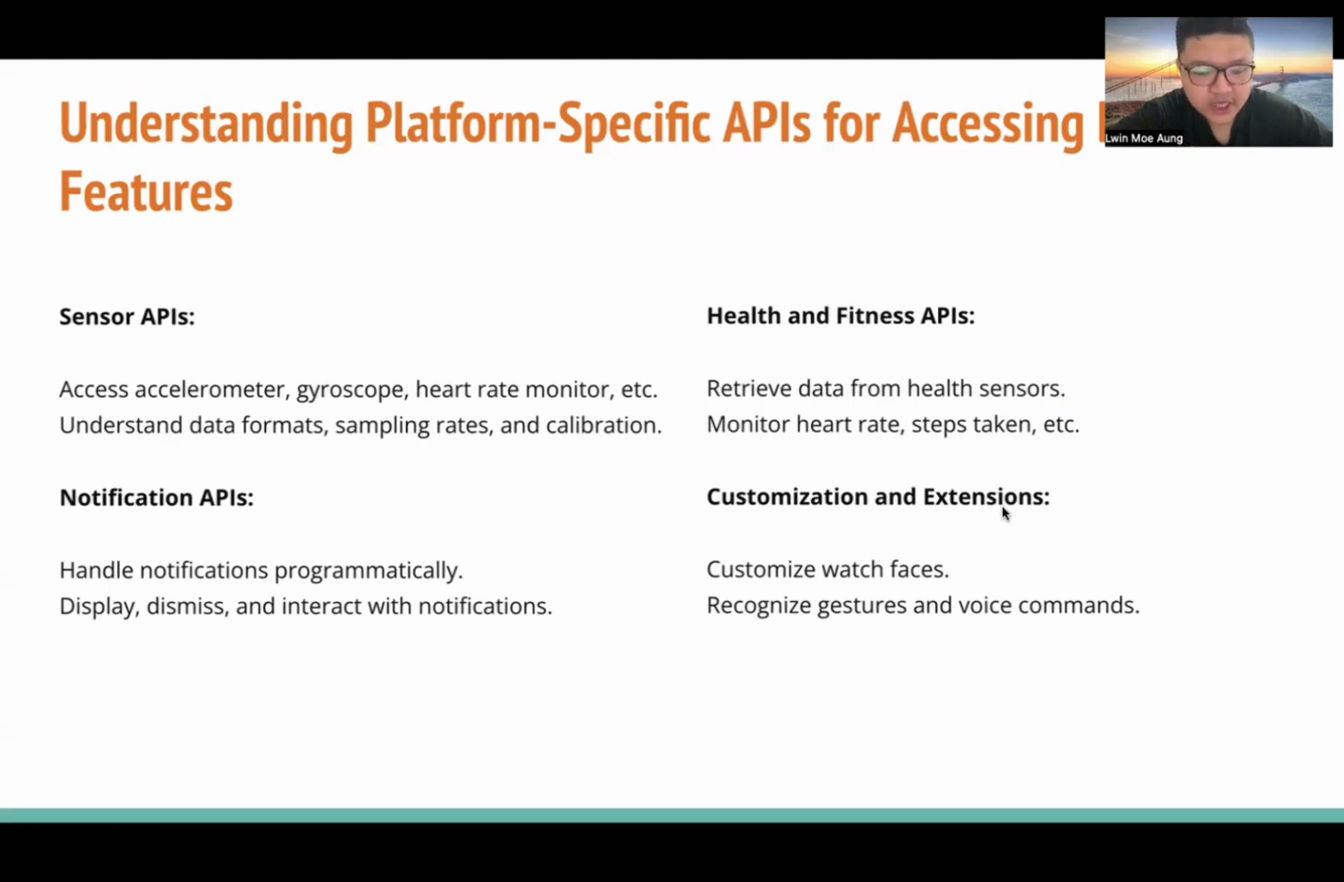Notification APIs enable handling notifications programmatically. You can display, dismiss, and interact with notifications from your wearable apps. Health and fitness APIs are essential for tracking metrics like steps taken or calories burned. They provide access to health sensor data for accurate monitoring. Lastly, customization and extension. Customize watch faces and implement gesture recognition and voice commands for a personalized experience.